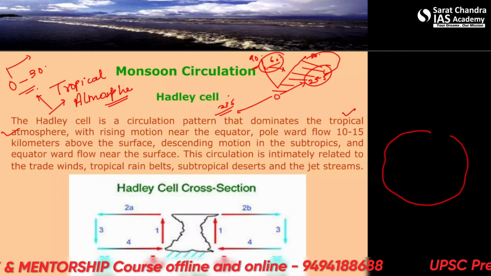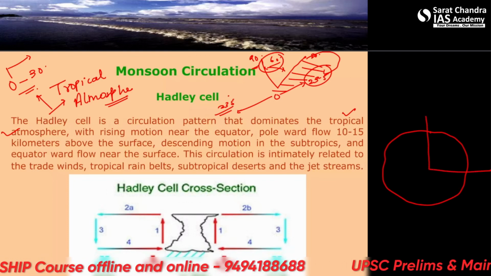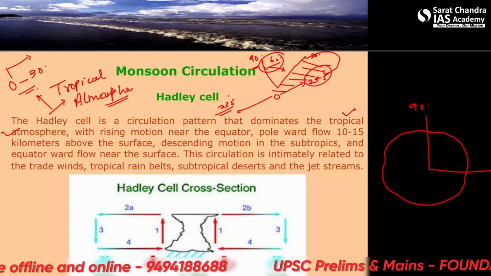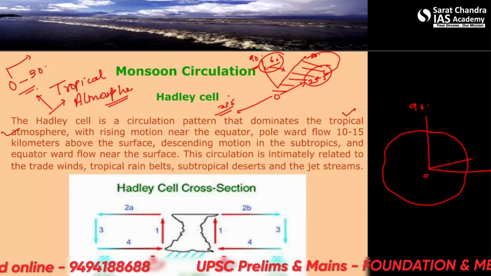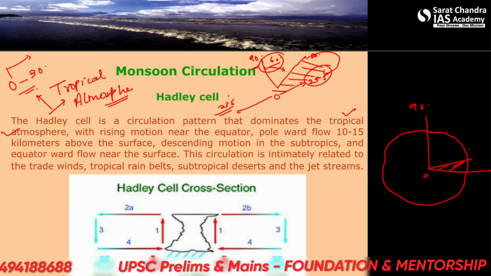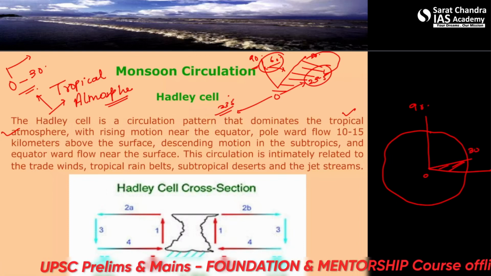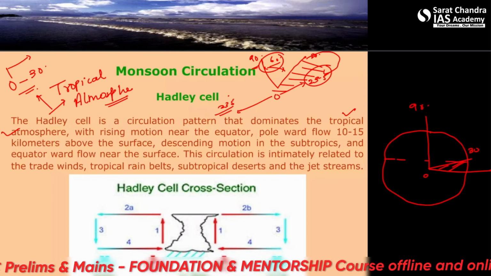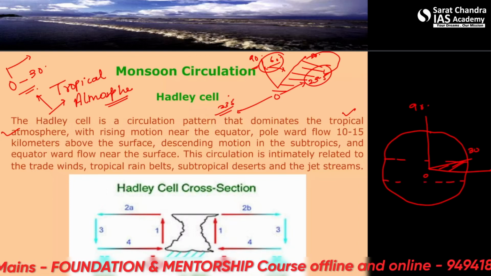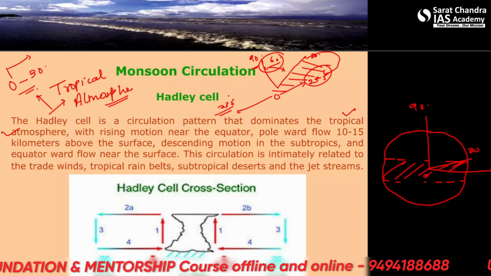On the earth we will see it like this. This is, let's say, 90 degree north. This is 0 degree equator. So we are talking about circulation in this area, which is 30 degree. And it is related to our tropics, such as they are 23.5 degrees. Okay, so we are talking about this area.